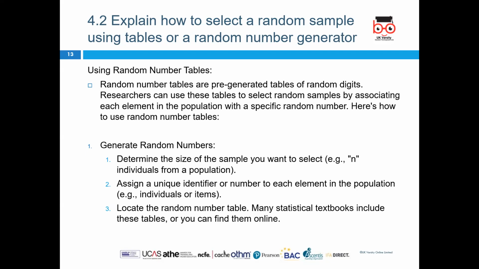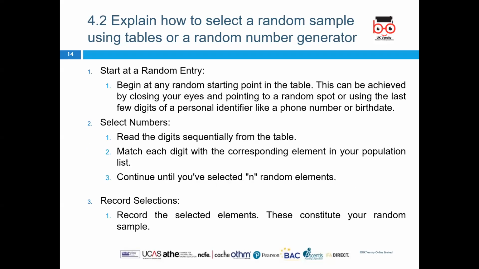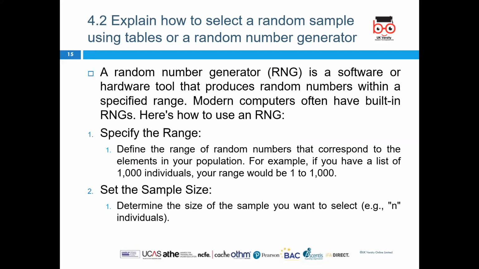Next, you locate the random number table. Many statistical textbooks include these tables, or you can find them online. How do you work with it? First of all, start at a random entry. Begin at any random starting point in the table. This can be achieved by closing your eyes and pointing to a random spot, or using the last few digits of a personal identifier, for example the phone number, the birth date, or the student ID. Then you read the digits sequentially from the table, match each digit with the corresponding element in your population list, and continue till you have selected n random elements. Then record the selected elements, and these constitute a random sample.